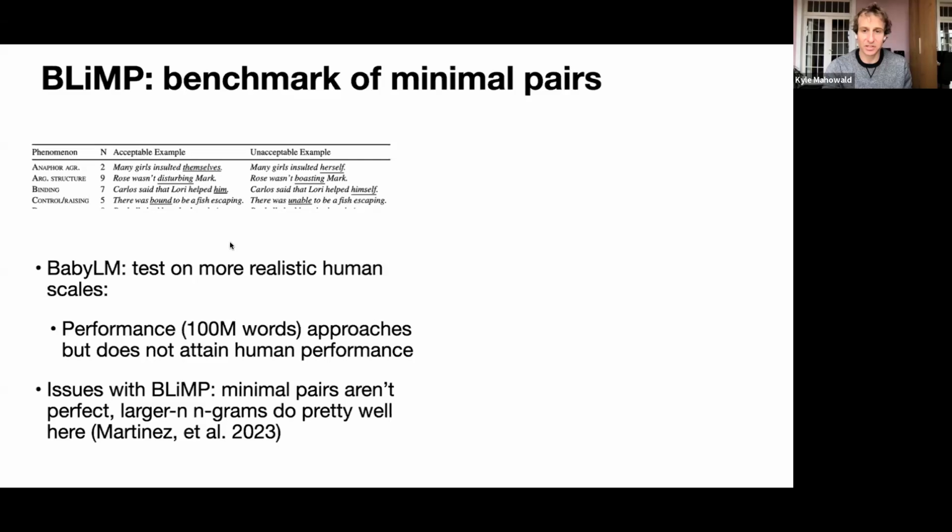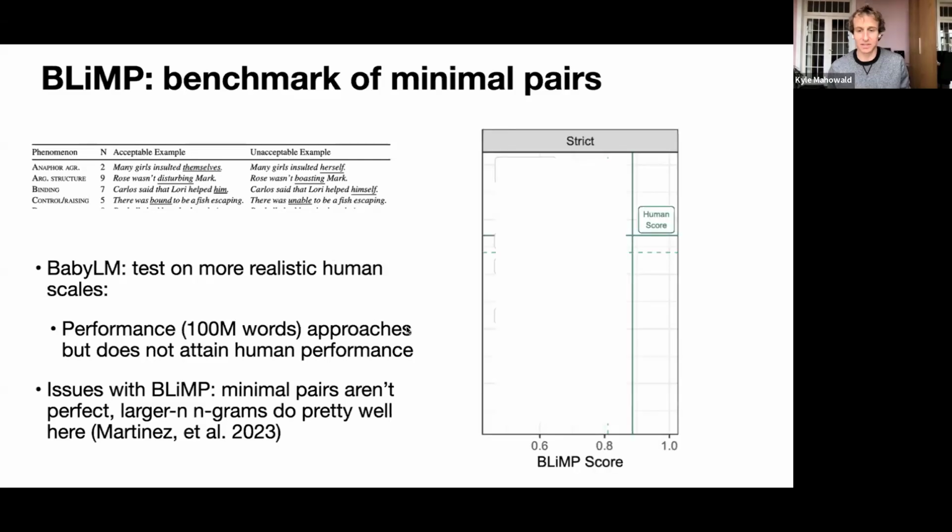Right. And what I can show here is performance on the BLIMP score, which ranges from 0 to 1, for these BabyLM models. So BabyLM was a competition to train language models on what were supposed to be developmentally plausible corpora, right? So in contrast to something like ChatGPT, which is trained on vastly more data than a human would see in their lifetime, this was 100 million words was the limit that you could train your model on, right?